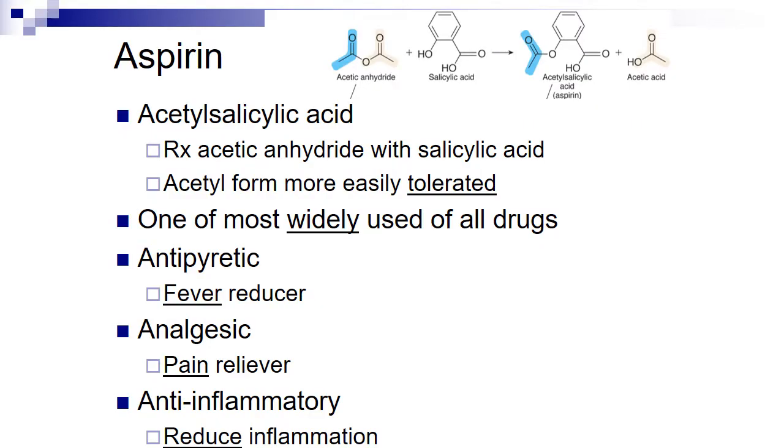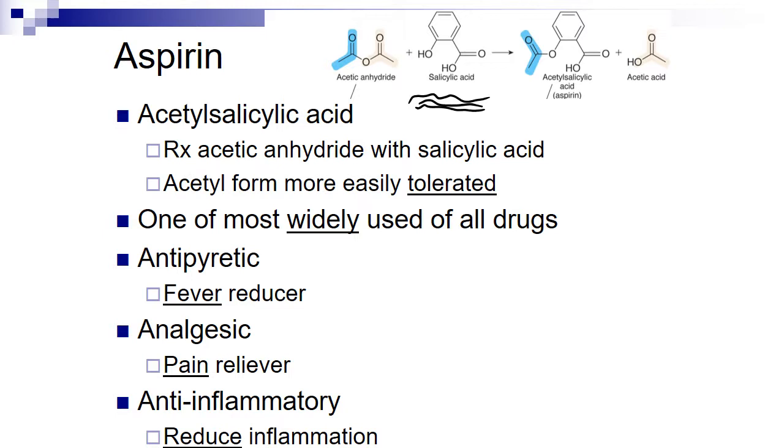So as we mentioned, aspirin is one of the most widely used drugs that's available today. Up at the top, it actually has the chemical reaction to form aspirin. You start with salicylic acid. Remember, salicylic acid came from salicin. Salicin came from the willow bark. It was isolated from that. But salicylic acid is too corrosive to the stomach. We can't handle that. Salicylic acid is still used in some acne medications today.